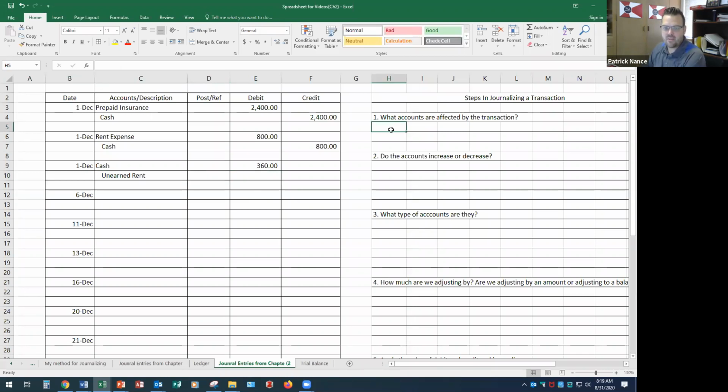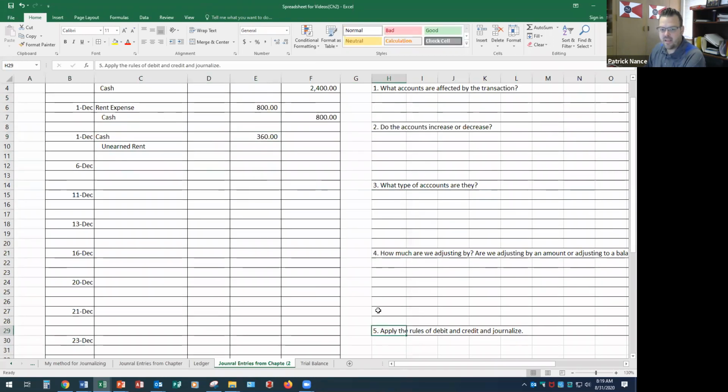So what accounts are affected? We're talking cash and unearned rent. Do they increase or decrease? Cash increases. Unearned rent increases. It's a liability that I owe. Increasing liability of what I owe. What type of accounts are they? Cash is an asset. Unearned rent is a liability. How much are we adjusting by?